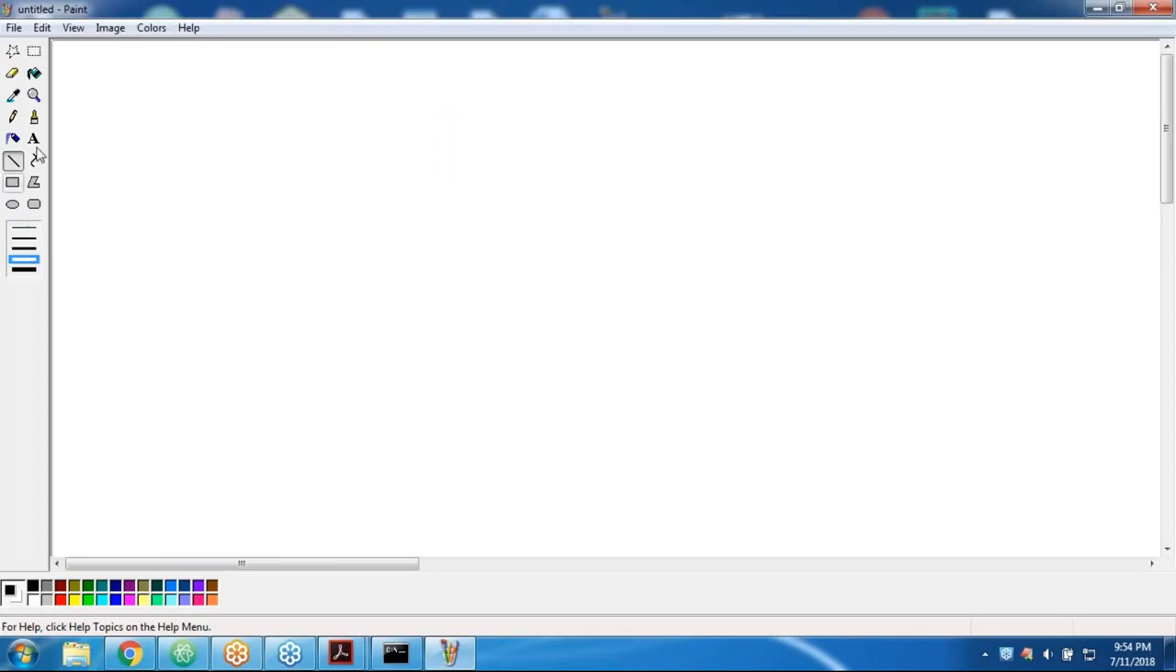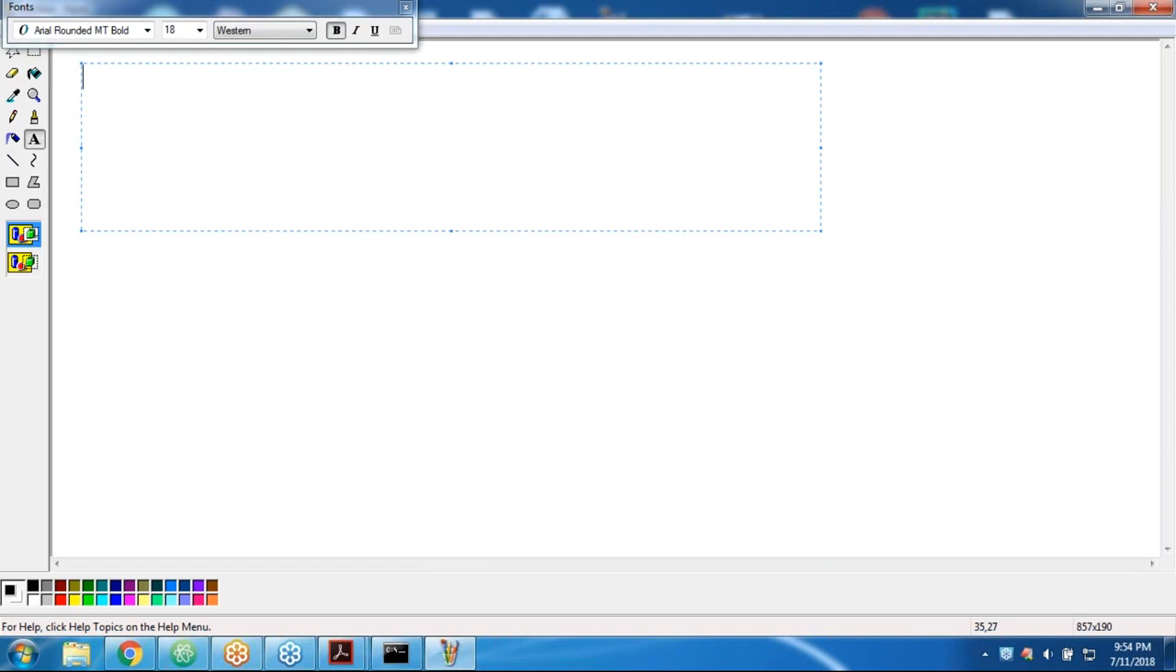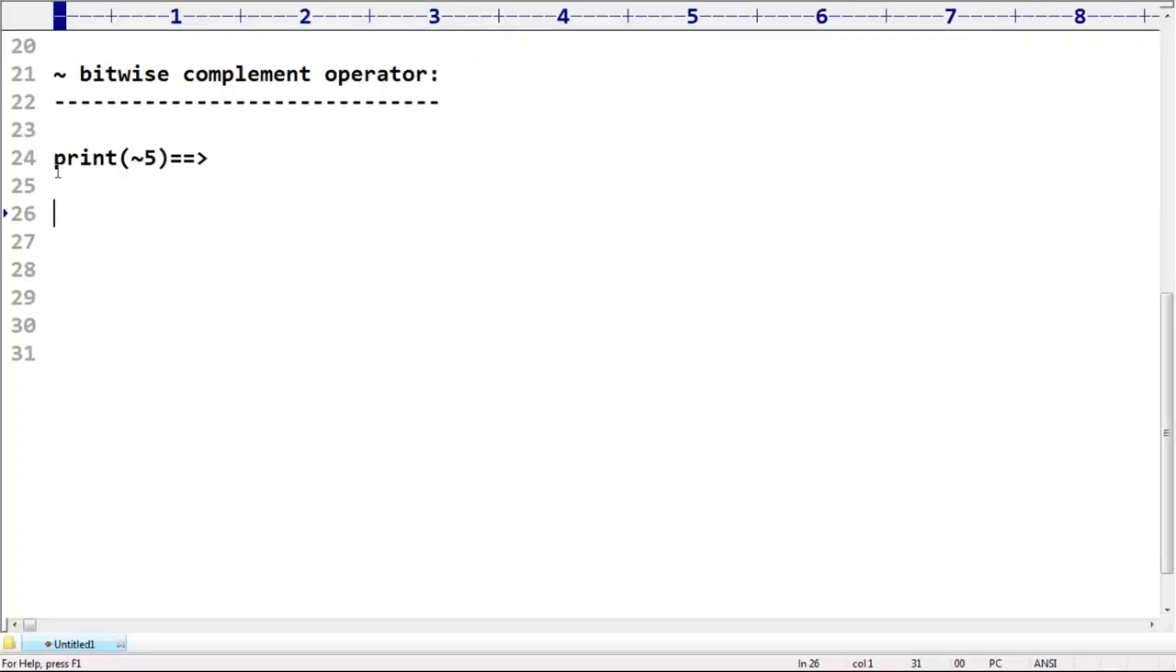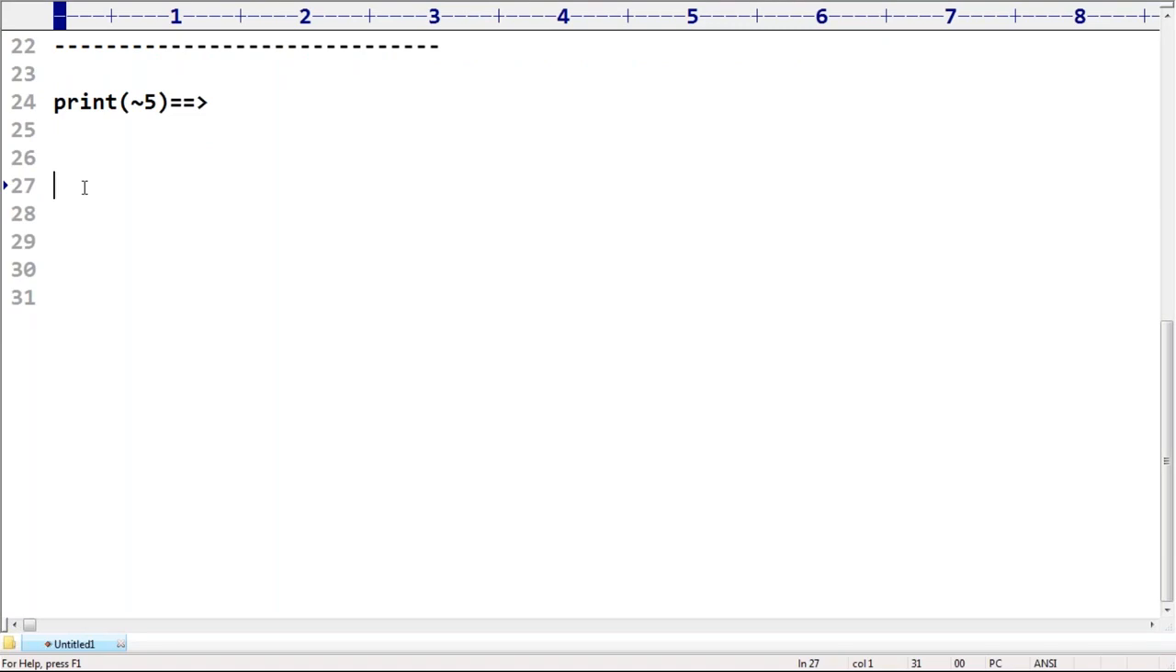Now observe very carefully. I'm talking about negation of 5. Remember, in any programming language, including Java, these rules are the same. The most significant bit is the sign bit. The most significant bit means the leftmost bit, and it is called the sign bit. One bit is reserved for the sign, and that bit is the MSB.